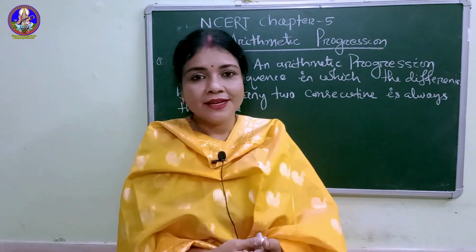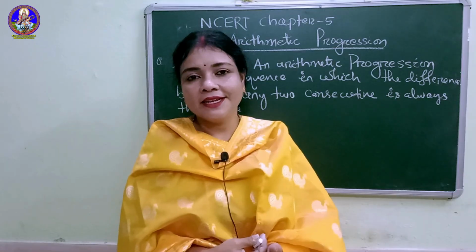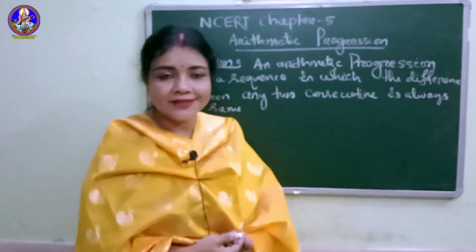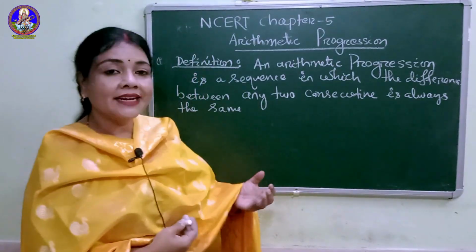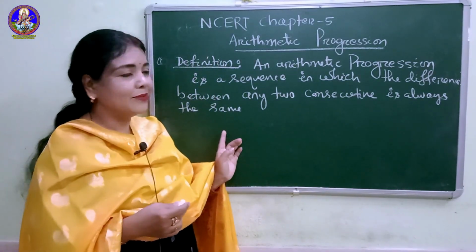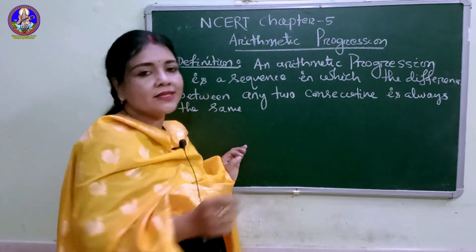I am Maani, and for today's session I will be starting with chapter 5 of NCERT class 9 10 mathematics, that is arithmetic progression. It's very interesting. What is arithmetic progression? Here is the definition. You have to remember it. Arithmetic progression is a sequence.